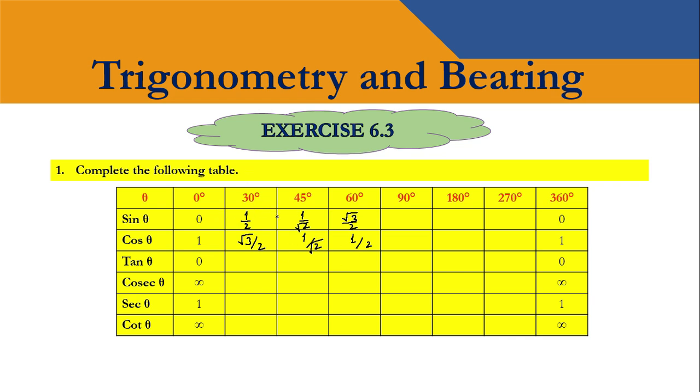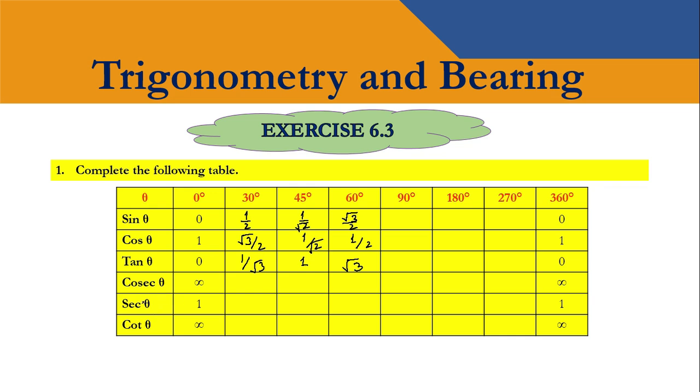So when you easily fill these two lines, you can divide y over x. So y is sine theta and x is cos theta. If I divide 1 over 2 by under root 3 over 2, I will get 1 over under root 3. So dividing these two boxes, I will get my third box, which is tan theta. Dividing these two boxes, I will get the answer 1. Dividing these two, I will get the answer under root 3.